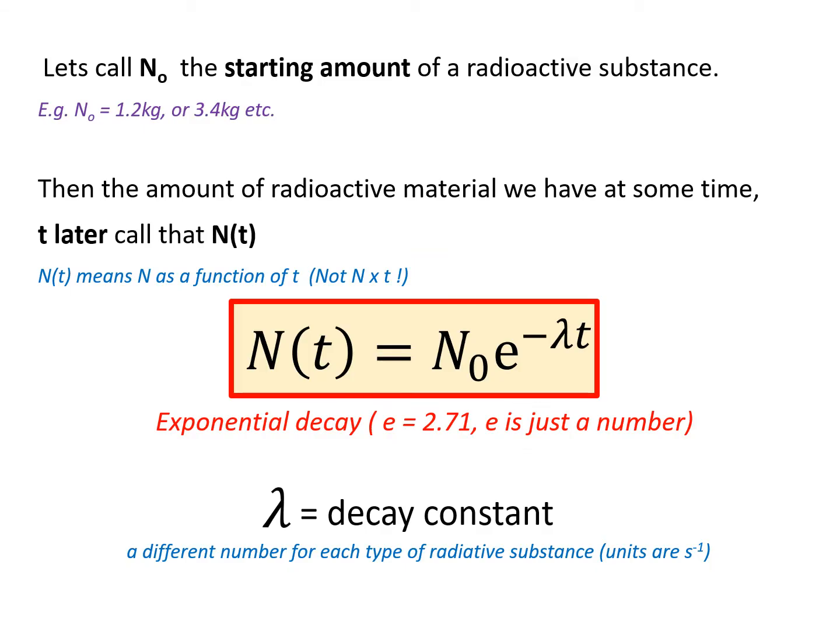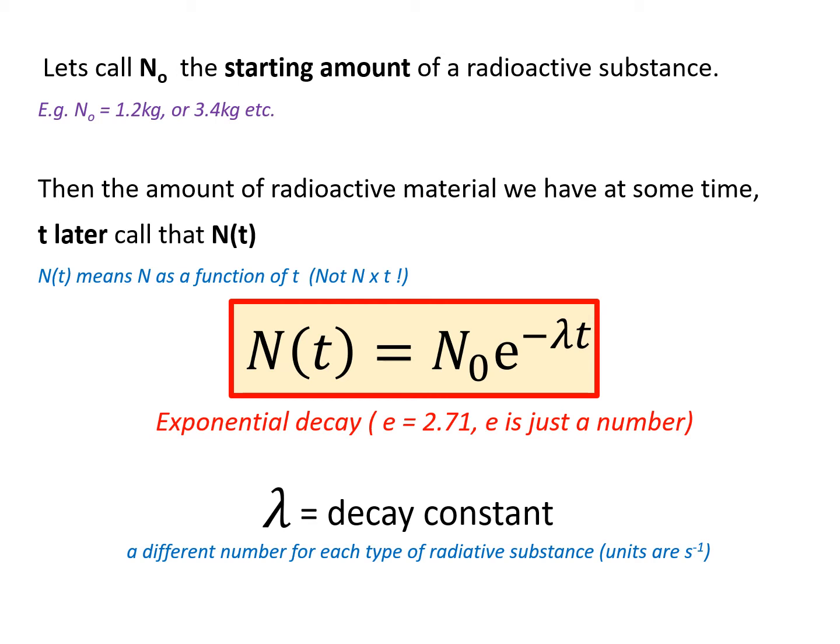Let's call N subscript 0 the starting amount of a radioactive substance we've got. So for instance, N0 could be 1.2 kilograms or 3.4 kilograms or whatever the amount that we've got starting. Then the amount of radioactive material we have at some time t later, let's call that N(t). So N(t) stands for N as a function of time. So we want to know how much radioactive substance we've got as a function of time. And it's going to be given by this exponential decay equation.